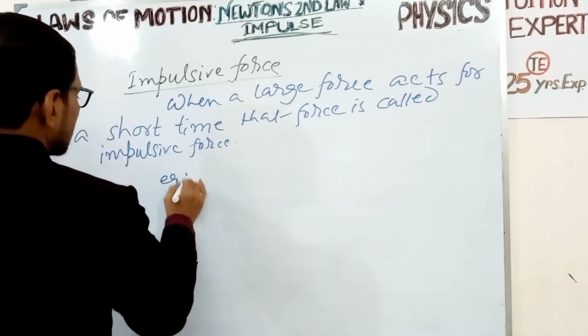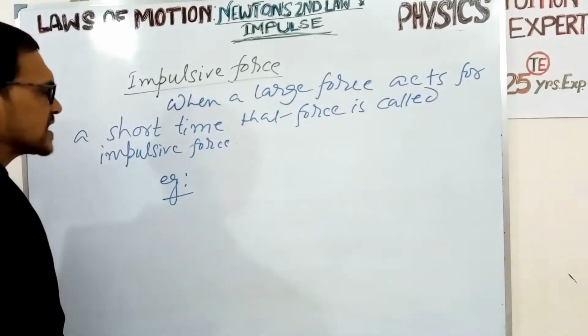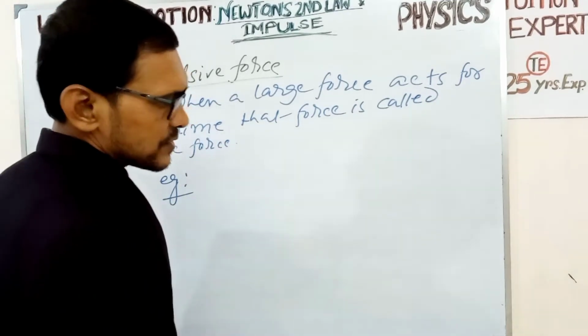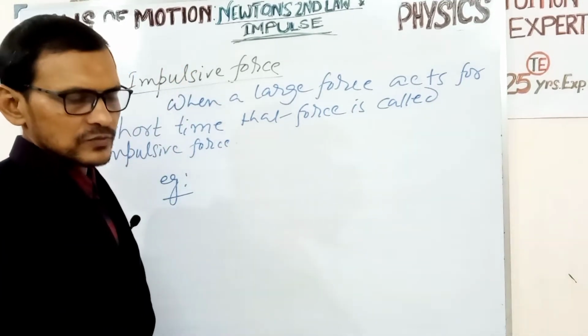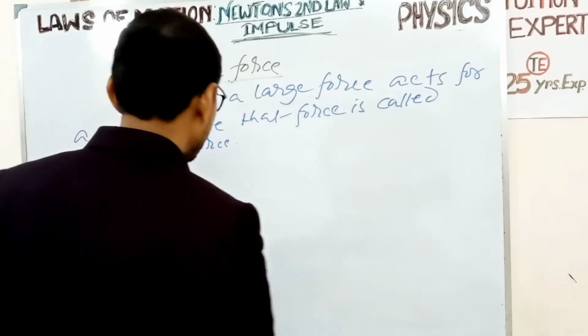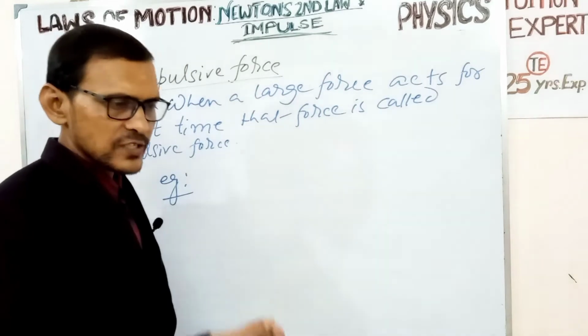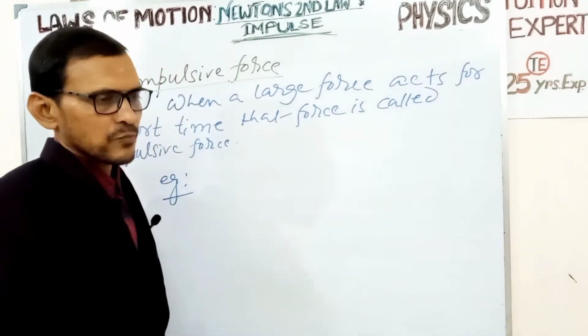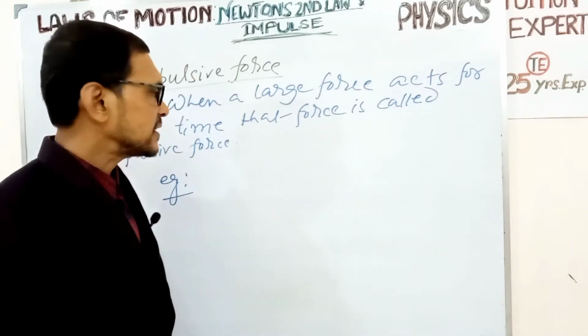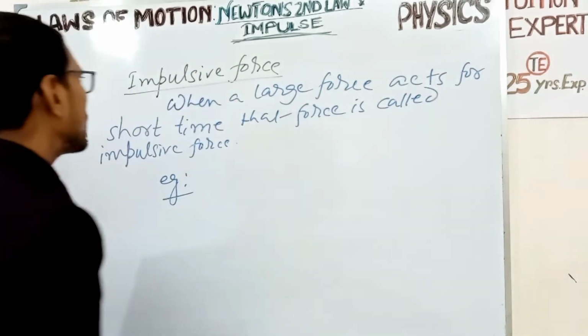Example, suppose kicking a football or striking a ball with a cricket bat. This type of force is impulsive force. That is, the contact force between bat and ball is very short. So when a cricket ball is struck by a bat, that type of force is called impulsive force.